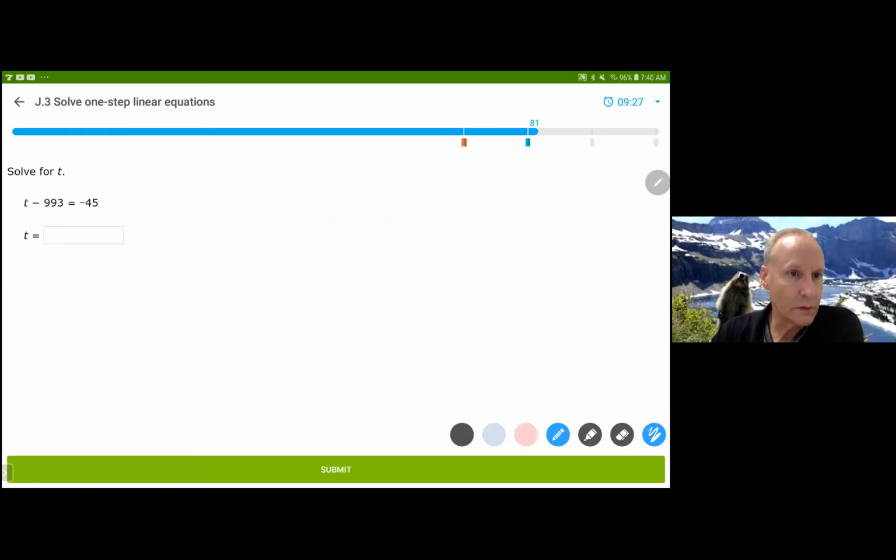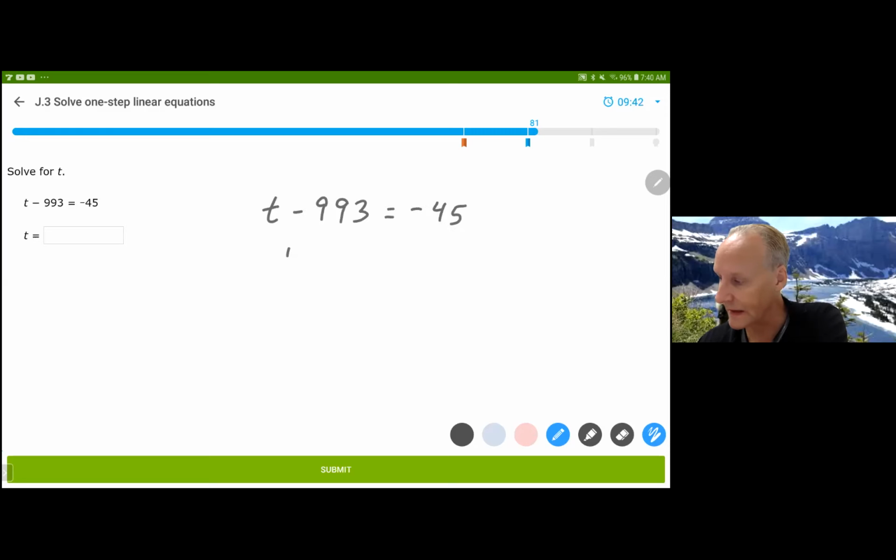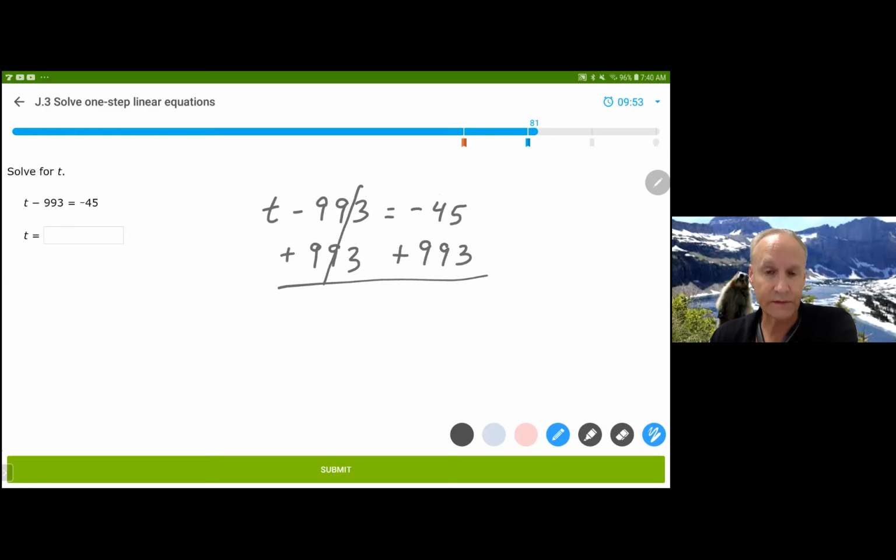We are going to add 993 to both sides. A lot of people are going to have trouble with that, so I'm going to go ahead and show this. T minus 993 equals negative 45. And again, they're going to grab their calculator, which is a really bad idea. The rule for integer addition says that if we have different signs, we have to look at the difference of these numbers, which is 948. And we want the sign of the larger because the 993 wins over the negative 45.